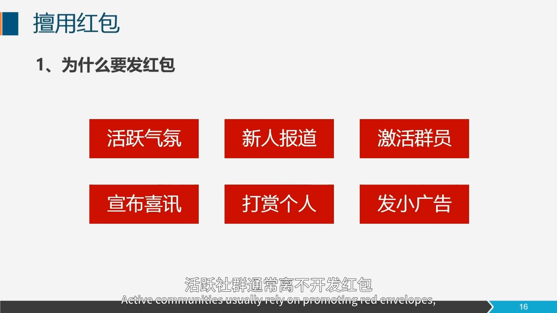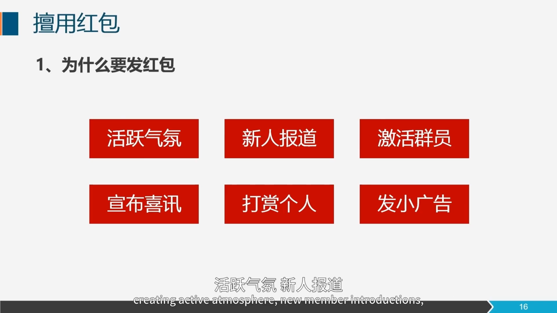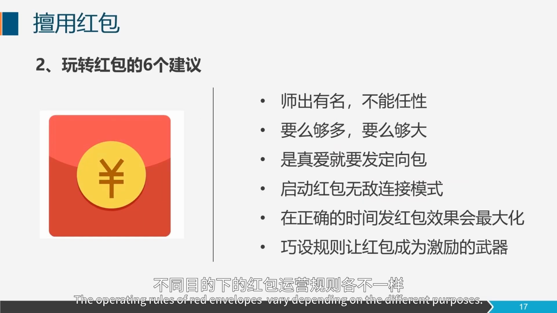Active communities usually rely on prompting red envelopes, and there are usually several occasions for prompting red envelopes: creating an active atmosphere, new member introductions, member activation, announcement of good news, personal rewards, and posting advertisements. The operating rules of red envelopes vary depending on the different purposes.